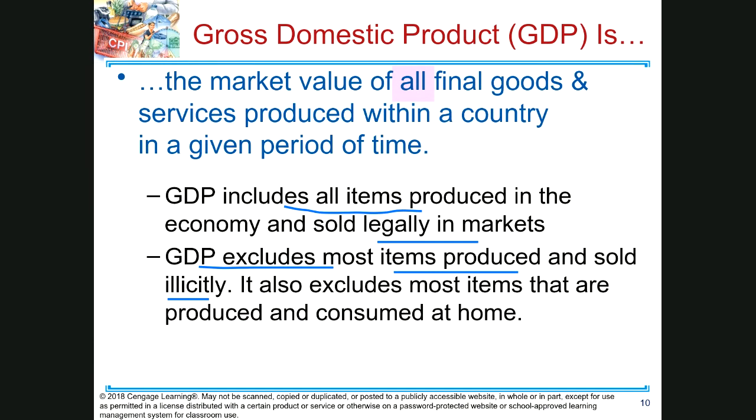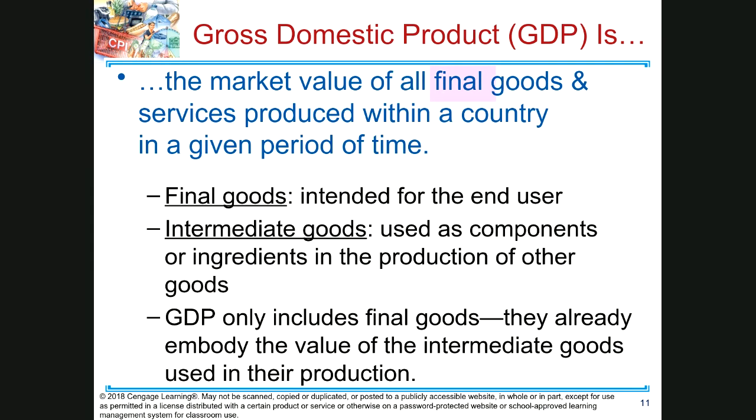Some stuff is sold or bartered. If I exchange something with somebody else, then the GDP doesn't capture it. It excludes most items that are produced and consumed at home. That's why, just remember, the definition branches out on different parts, and we emphasize those.